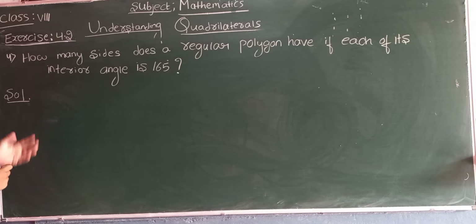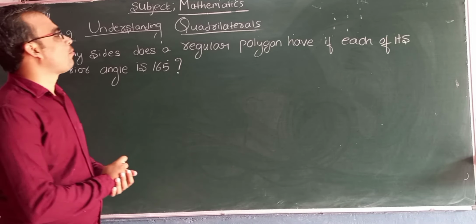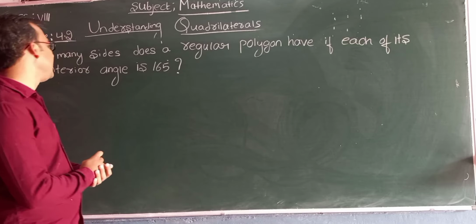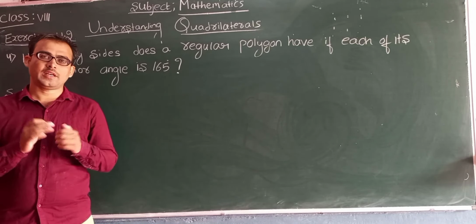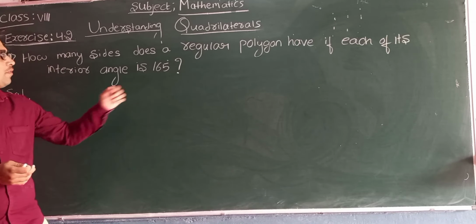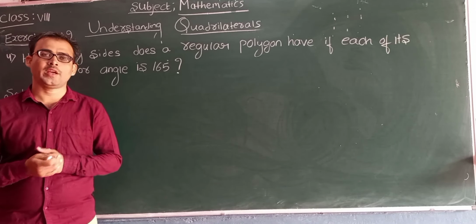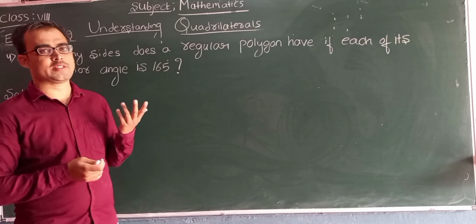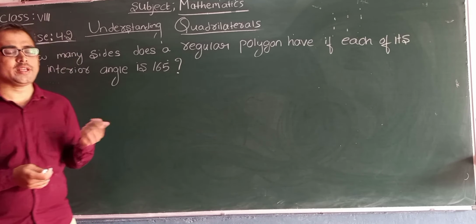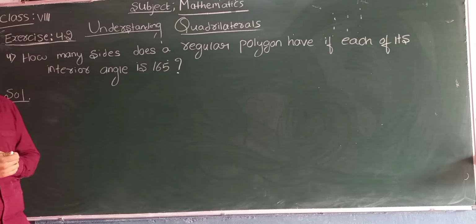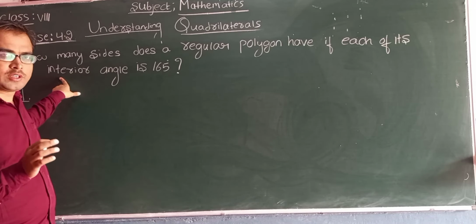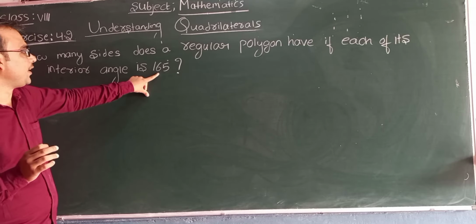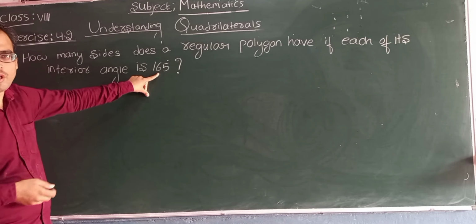So what they have given: how many sides does a regular polygon have if each of its interior angles is 165 degrees? Students, here they have asked, if the polygon has an interior angle of 165 degrees, then that polygon contains how many sides? Students, this is an interior angle, not an exterior angle. Look here. A polygon has an interior angle of 165 degrees. Then how many sides will that polygon have?